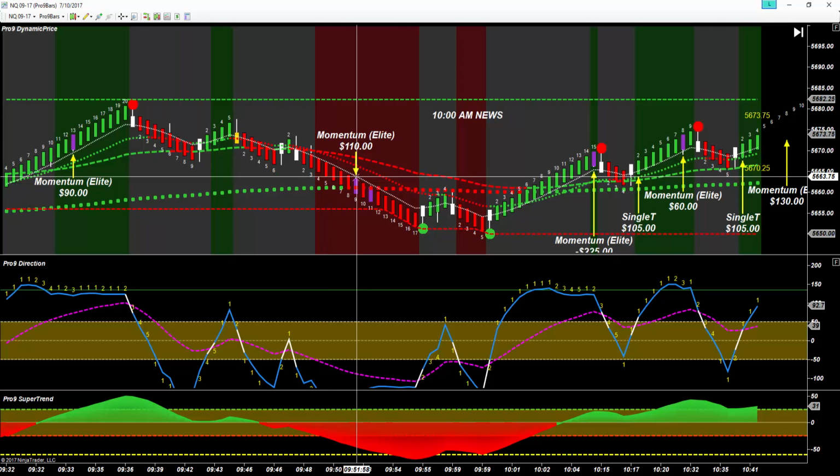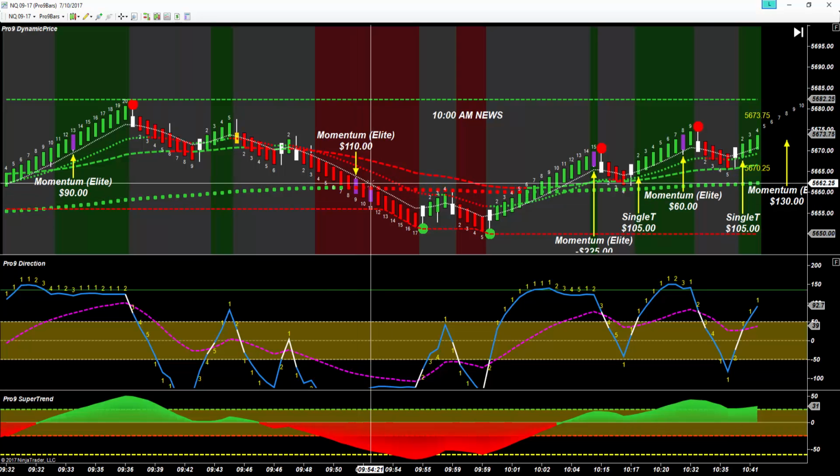Next, we have a momentum short. This one enters enough ticks past the 200. We can comfortably enter this. We'll ride over this wick here and hit our profit target before the close of bar 18.